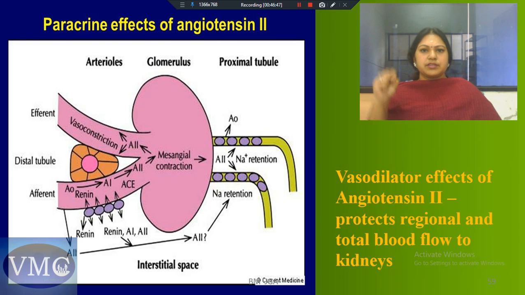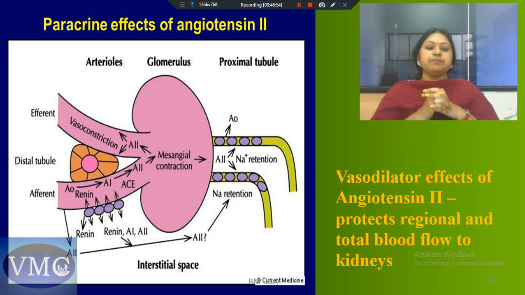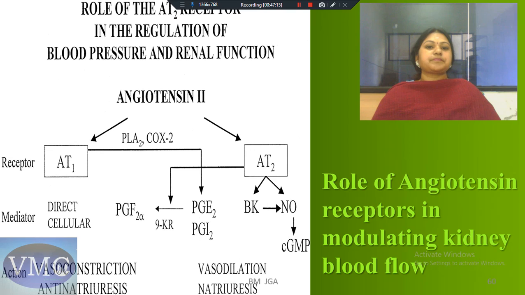If it is causing constriction like this, okay, the kidneys will not receive the blood flow and it might cause renal failure, isn't it? Ischemia of the kidney cells, nephrons will occur. But this is not happening because it causes a vasodilator effect too. It protects the regional and the total blood flow of the kidneys because of its action on the other receptors. So it has a dual role.